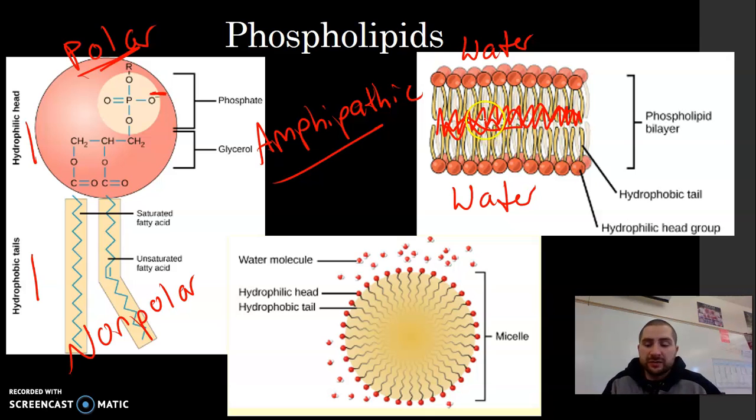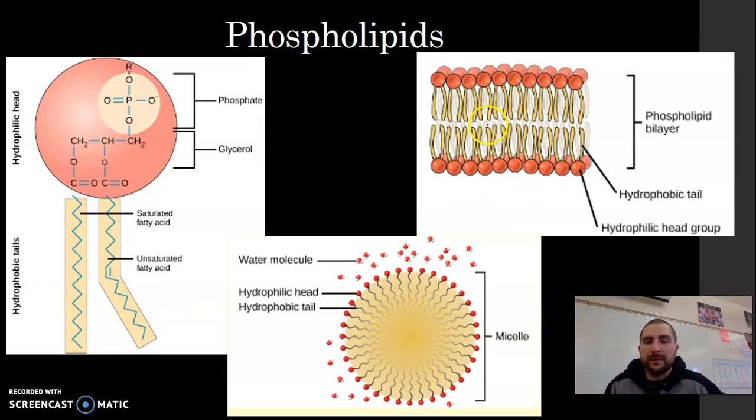And so that's what's really unique about these phospholipids. But again, makes up the cell membrane. It's amphipathic. It has a polar and nonpolar side. And that's why it associates itself the way it does with this phospholipid bilayer.